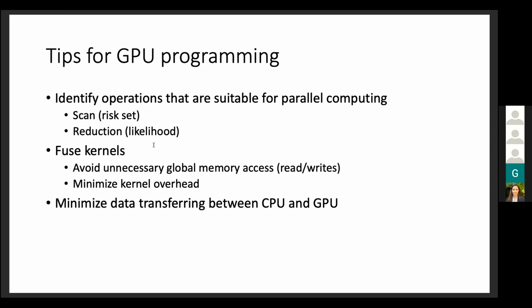And we always need to keep in mind that we want to fuse kernels as much as possible. The first reason is we want to avoid unnecessary global memory access because it's very slow. And the other reason is we want to minimize kernel overhead, because each time we want to invoke a kernel, we need to specify the number of blocks and the threads per block, and there's some overhead to invoke a kernel. So we also want to minimize data transfer between CPU and GPU because this memory transaction can also be slow.